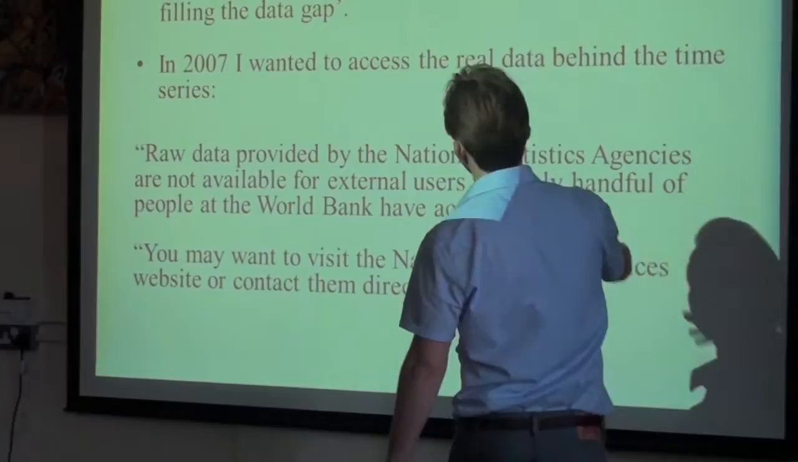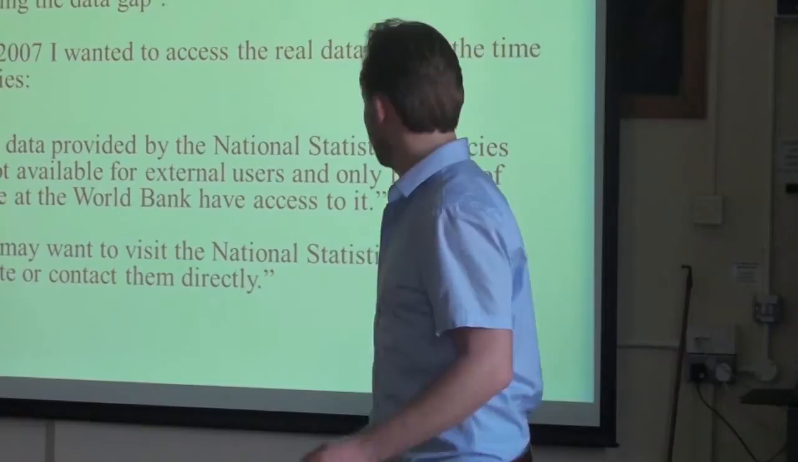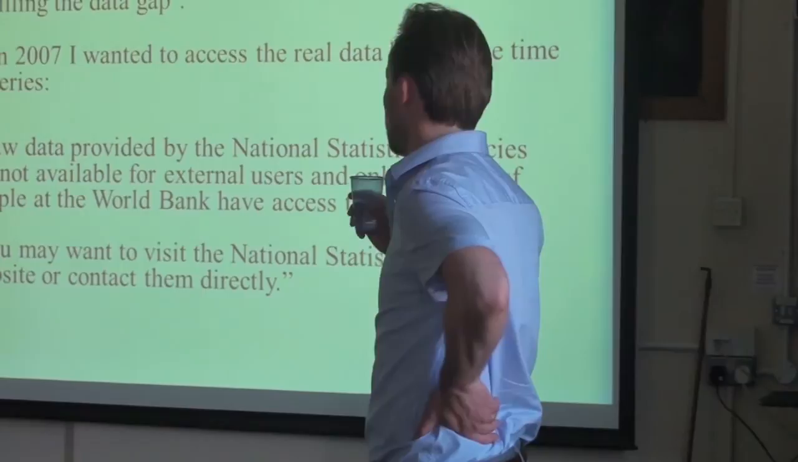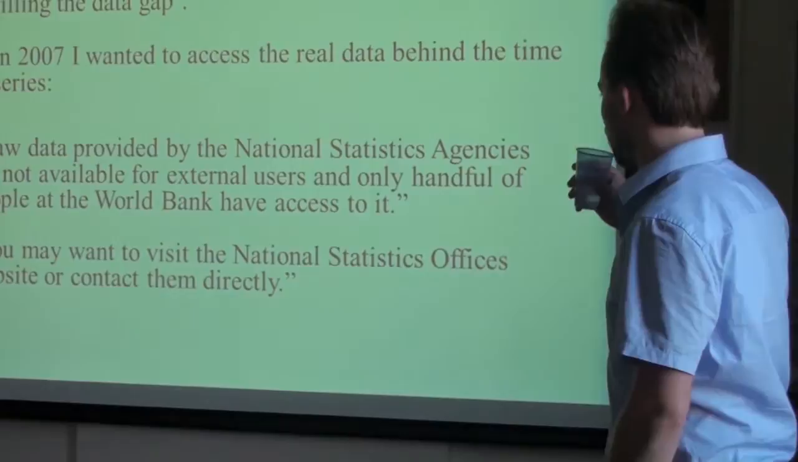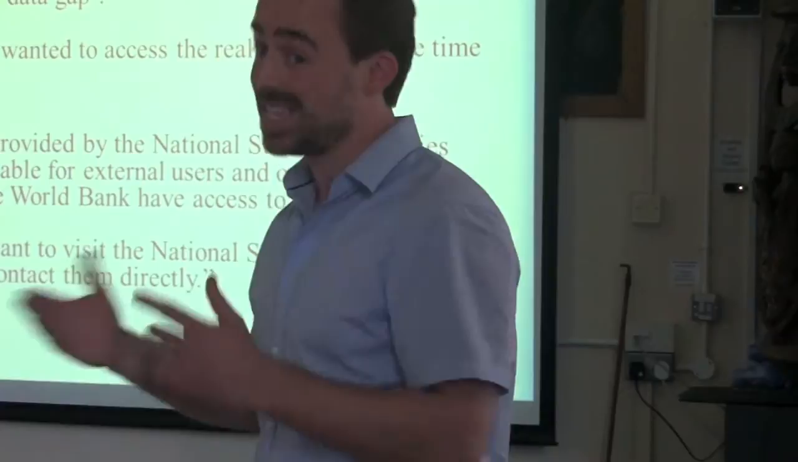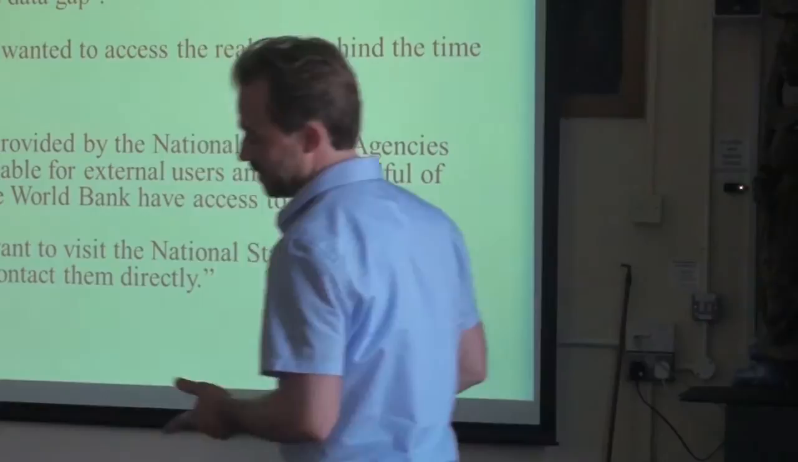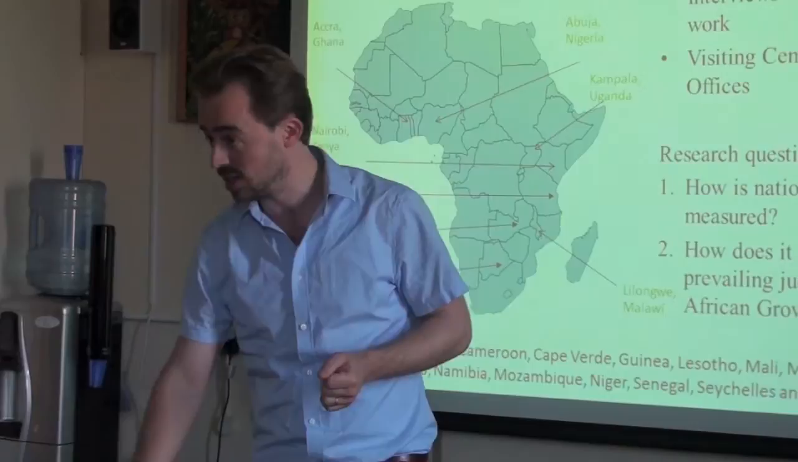And they brought back: raw data provided by national statistical agencies are not available for external users, and only a handful of people at the World Bank have access to it. Well, the data group denied that this is their policy until I showed them the email. Then they confirmed that indeed it is their policy, and they do not share it. And they made the suggestion, which typically goes under the category of easier said than done, that I might want to visit the national statistical offices directly. Which is a big ask for one single young PhD student, but I did my best.